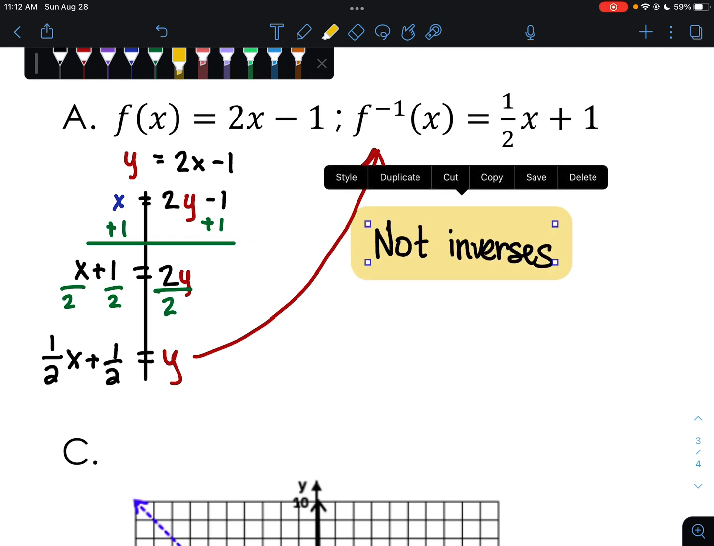You could have also done the composition to see what that looks like. But if you feel more comfortable solving like I just did, then do it this way.